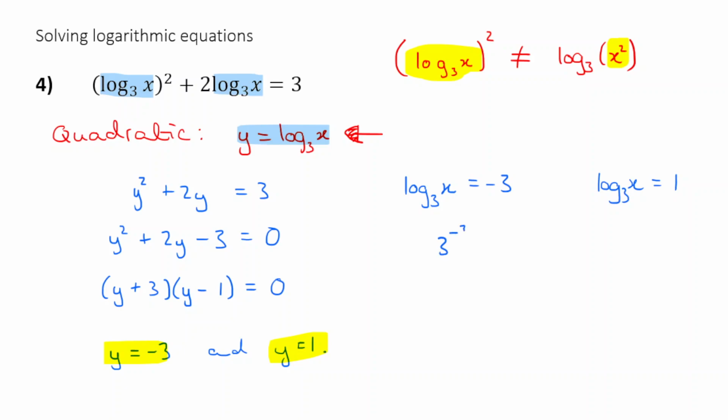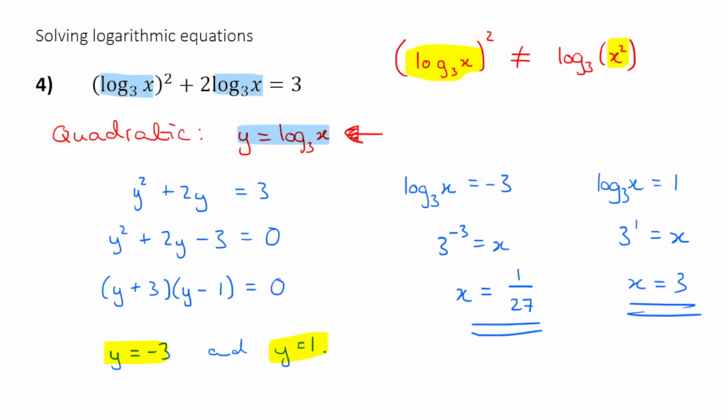3 to the power of negative 3 is equal to x. We know that if it's negative, it's 1 over. So it's 1 over 3 to the power of 3. 3 to the power of 3 is 27. So one solution is x is 1/27. And we do the same for the other one. Here we've got base 3, power 1, is equal to x. And so x is equal to 3. So those are the two solutions, right? X is equal to 1/27 or x is equal to 3.